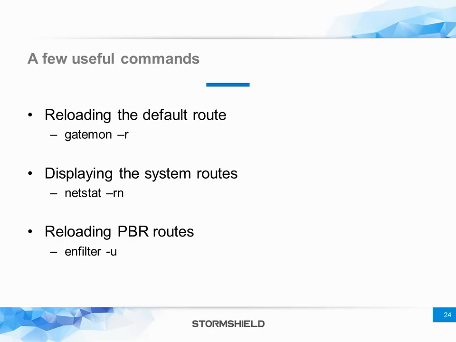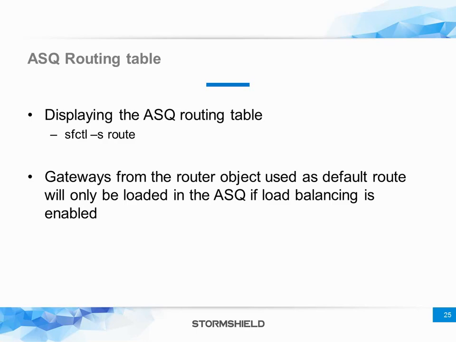First, gatemon -r, which reloads the default routing policy. Netstat -rn displays the system routes. Reloading the policy-based routing routes is done using enfilter -u, which also reloads the filtering policy. And finally, sfctl -s route displays the ASQ routing table.